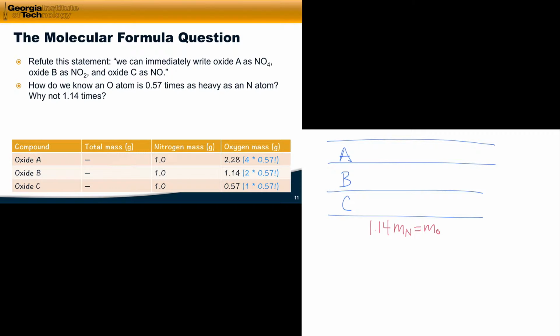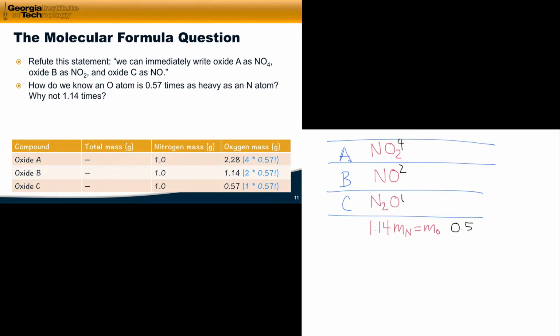Well, in that case, notice that oxide C is not NO. Oxide C is 2 atoms of nitrogen per 1 atom of oxygen. Oxide B in this case is NO. And oxide A in this case is NO2. Notice that we still have that characteristic ratio of 4 to 2 to 1 in the numbers of oxygen atoms. If we think about oxide C, we'll have half an oxygen atom per atom of nitrogen, right? So we still have the 4 to 2 to 1 ratio built into these formulas.